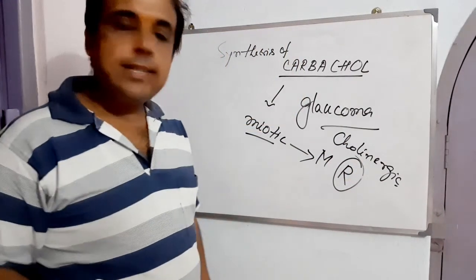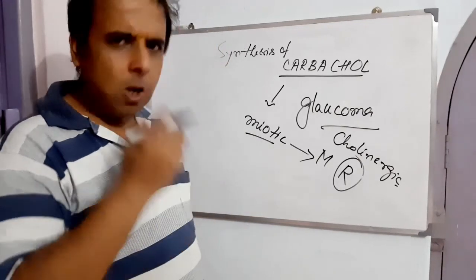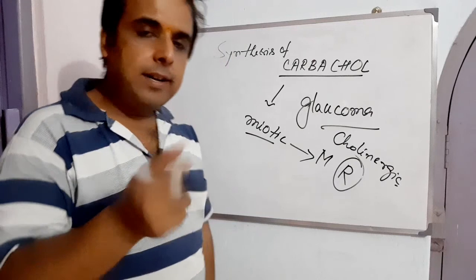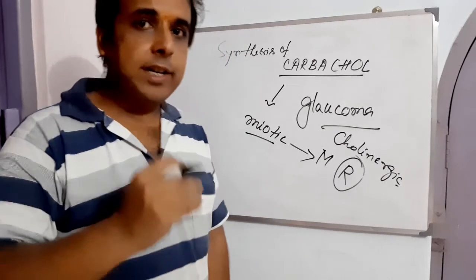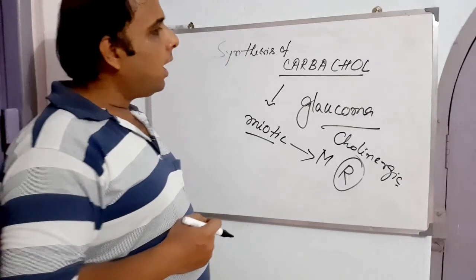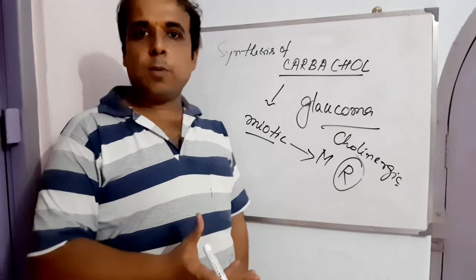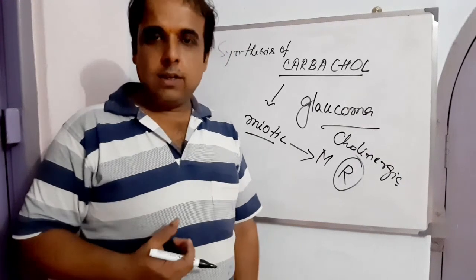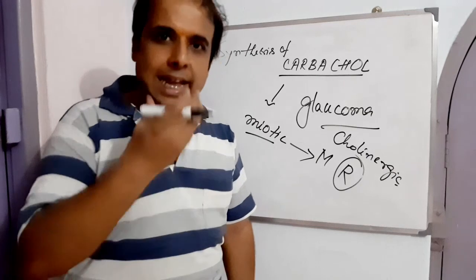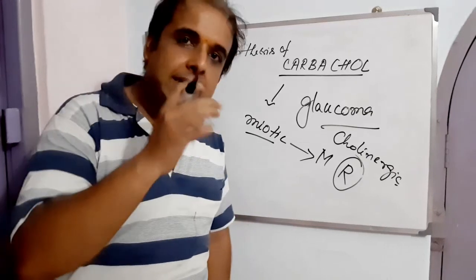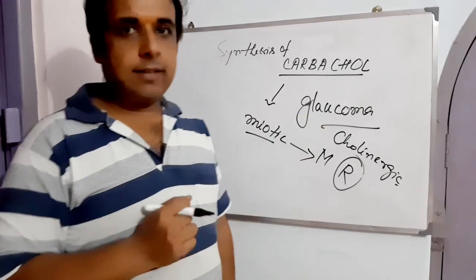Stimulation of the muscarinic receptor leads to miosis, that is contraction of the pupil, right? The contraction leads to what? Decrease in IOT, that is intraocular tension or intraocular pressure, which enhances the proper drainage of what? Lacrimal fluid, so that the dryness will go off, and thus glaucoma can be treated, right?